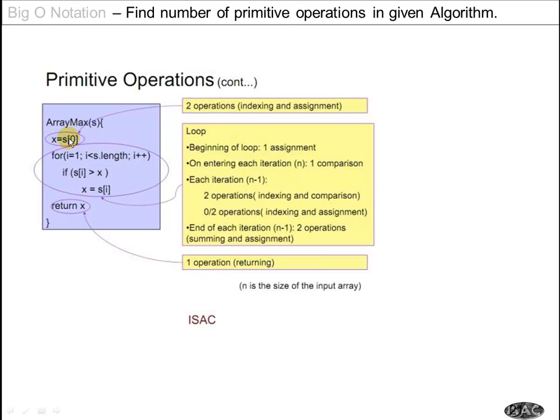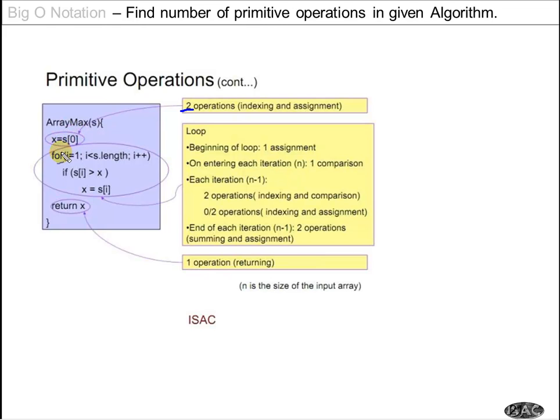There are two operations. First, you are assigning x equals to something. This is called assignment, and you are trying to find the object which is at position 0. That is called indexing, and that is another operation. So there are two primitive operations here, indexing and assignment.